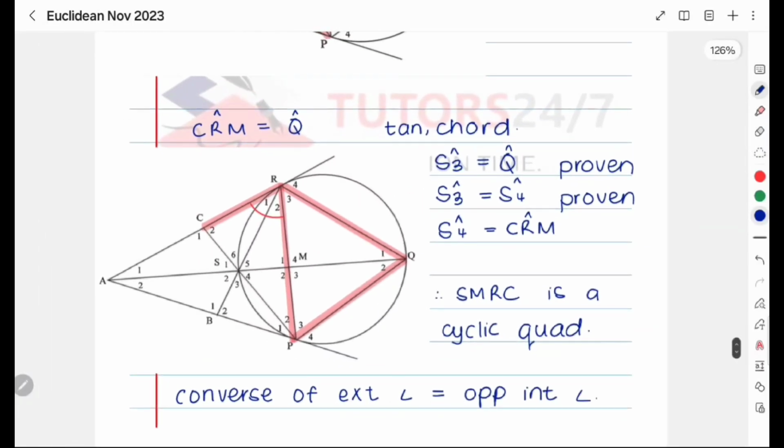And that is it. All we needed to do was identify what is the angle CRM equal to, identify what the angle S4 is equal to, and then connect them. And that is it.